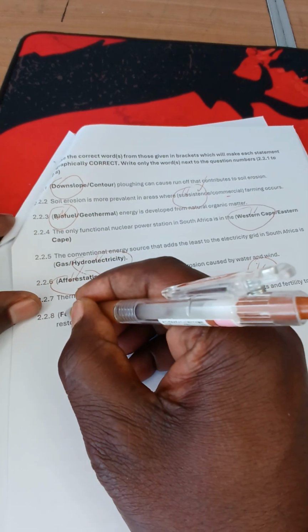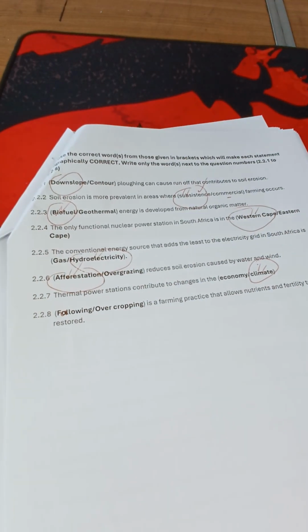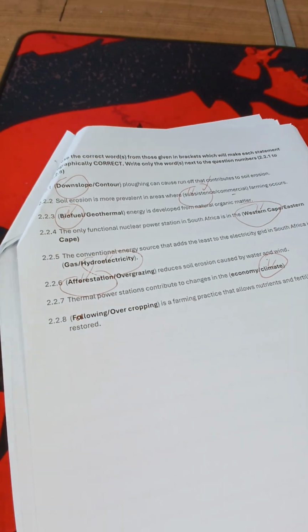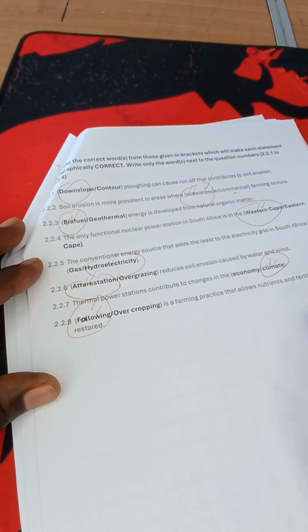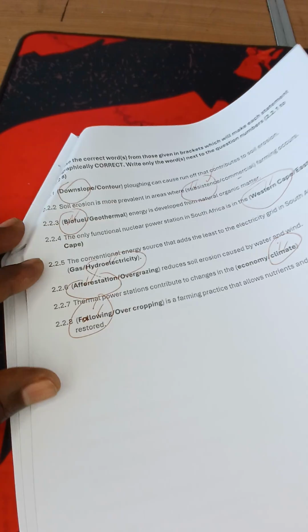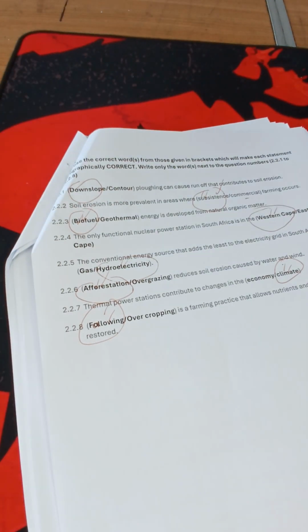Then here it's not following, it's fallowing, which means at some point you just leave the land idle, not even tilling it. That's what this is all about. So that is your correct answer as well. That is fallowing, a farming practice that allows nutrients and fertility to be restored. Okay, so this takes us to the end of 2.1 and 2.2. Thank you so much. Let's move on to the next one.